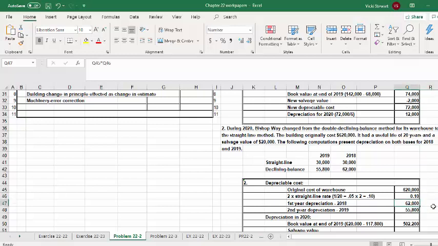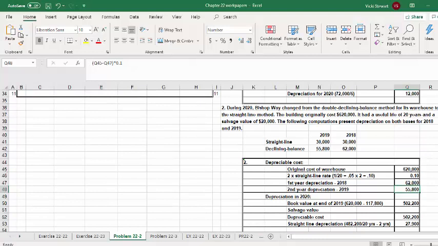So in the first year, the depreciation in 18 would have been $62,000, and the second year it would have been $55,800, and the problem gave us that. So at the end of 19, the book value would have been $620,000 minus the total of the previous 2 years, or $117,800. So now we have a new amount of $502,200, and now we're going to use the straight line method.